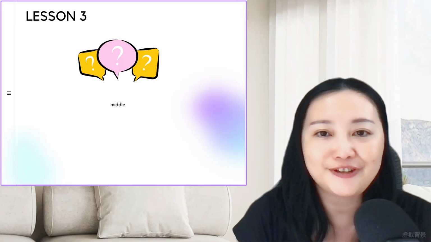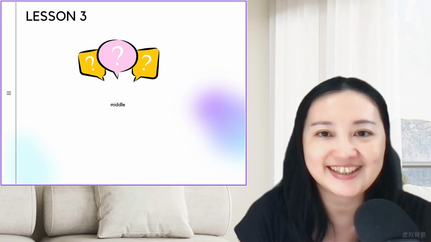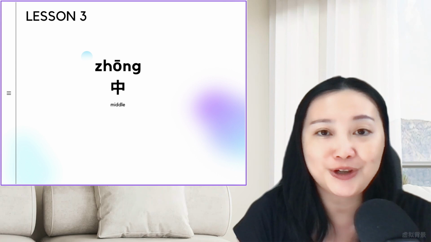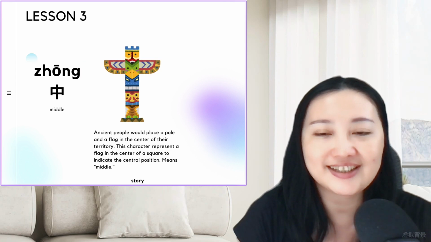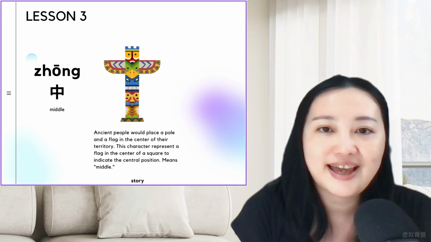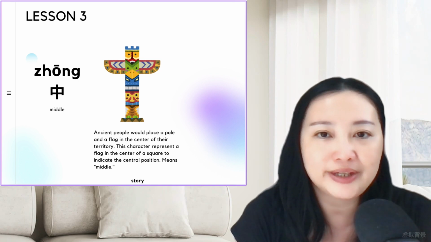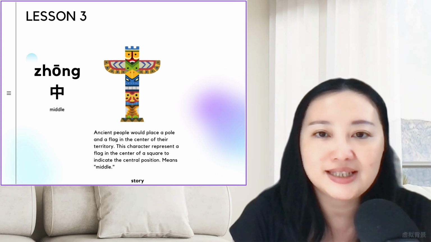Okay, so let's move on to the third Hanzi of today. It is middle. In Chinese, we say 中 to mean middle. Once again, 中. So let's look at the story for these characters. Actually, in ancient times, the people would place a pole or a flag in the center of their territories. So this character represents the flag in the center of the square to indicate the central position concept, means middle.